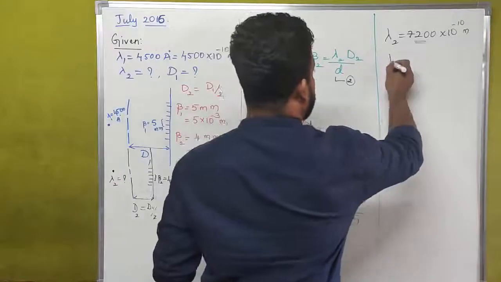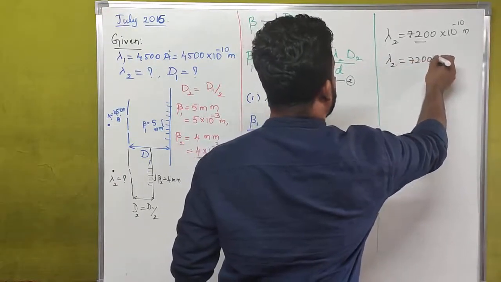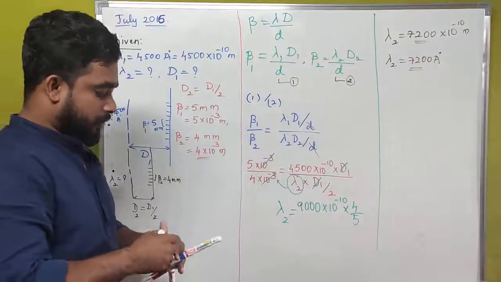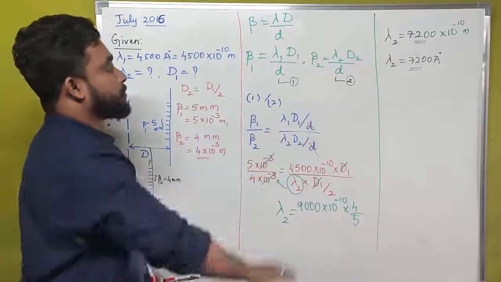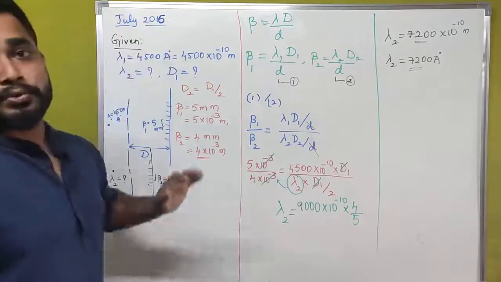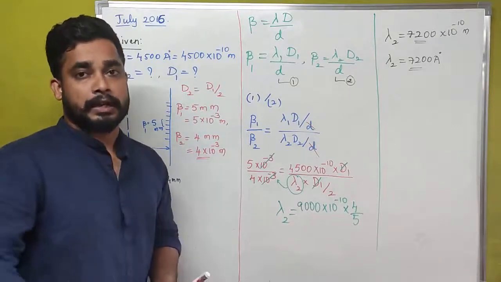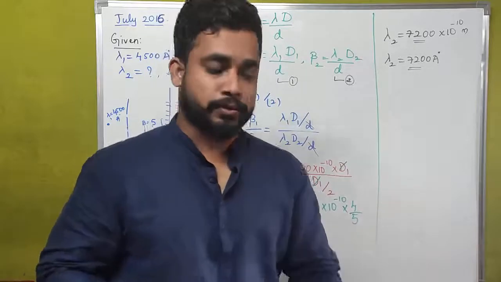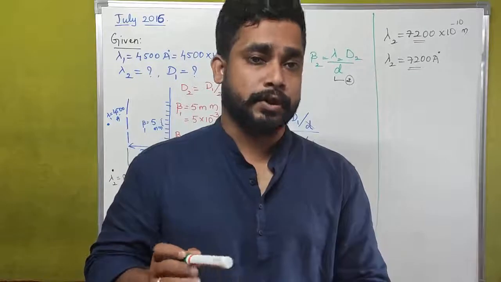Or we can call that lambda 2 is equal to 7200 Angstrom. The wavelength of the second wave is equal to 7200 Angstrom. This is how we have to simplify our problem. Actually this question was asked in your July 2016 question paper. Now let us discuss another problem of our wave optics. Now we are going to solve other problems of wave optics. Actually this is a July 2017 question paper problem.